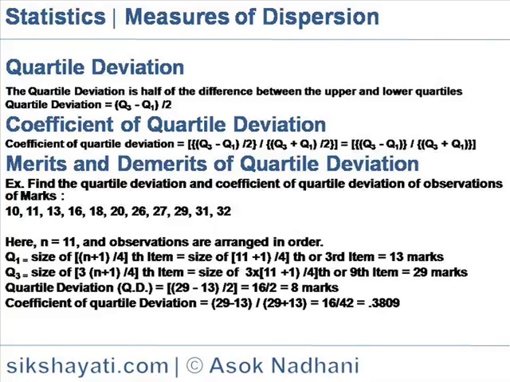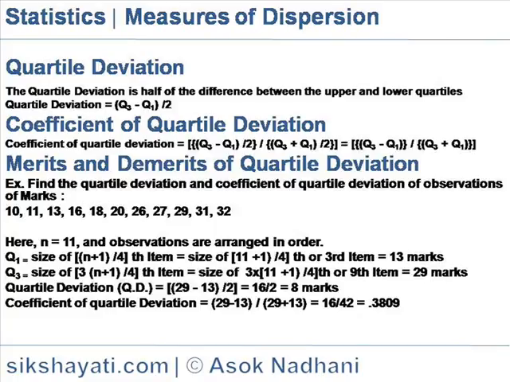Merits and demerits of quartile deviation. Merits. Quartile deviation is superior to range as a measure of dispersion. In case of open-end distribution, it can be computed. It is not affected by the presence of extreme values.